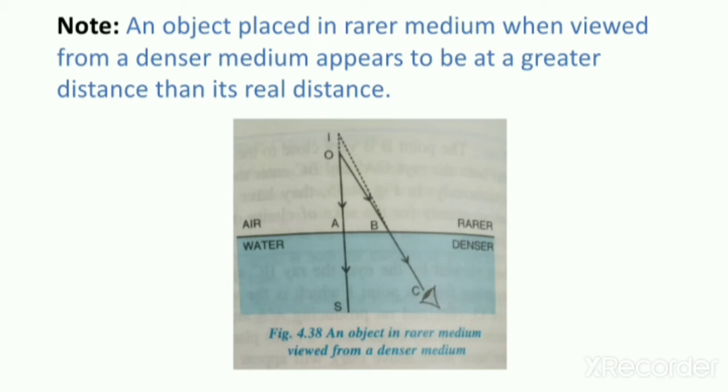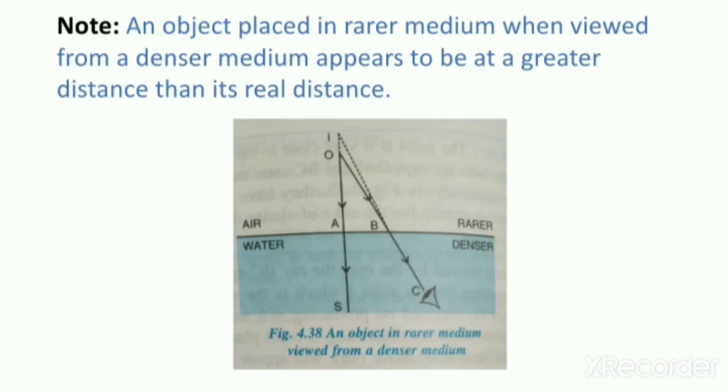When we are in a denser medium and we view an object which is in a rarer medium, it appears to be at a greater distance than its real distance. Just the reverse case. So in this case, the object appears to be at a greater height than its real height.